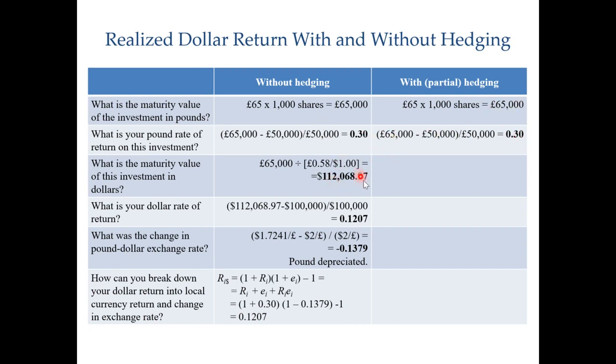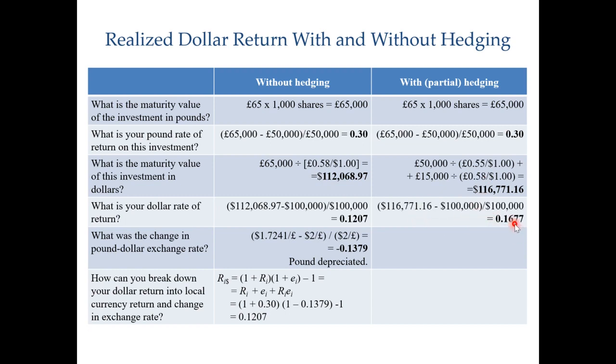But now what changes is that you are converting 50,000 pounds out of your 65,000 into dollars using the forward rate, because you had agreed to sell 50,000 pounds at the forward rate of 0.55. So you do this according to your contract, and that leaves you with 15,000 pounds that you need to convert into dollars at the future spot rate of 0.58. So when you put it together, your 65,000 pounds are converted into $116,000. As you can see, it's a larger amount than the case without hedging. So this means your dollar rate of return is a little better.